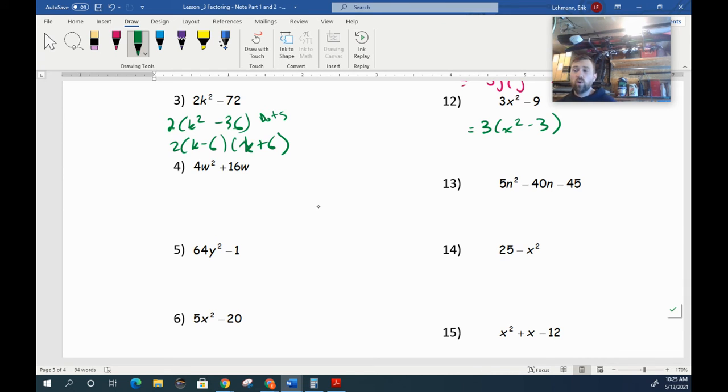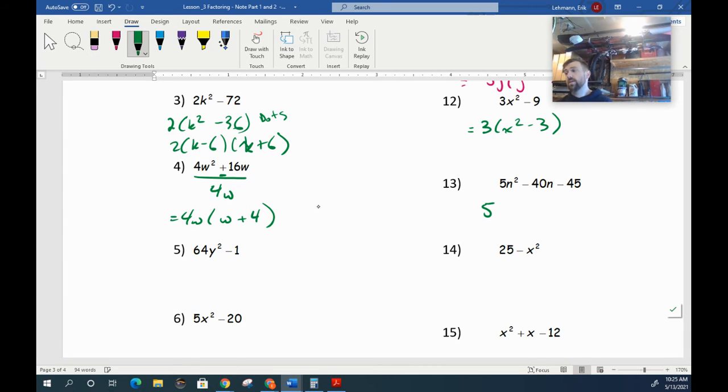Right here, we've got a plus. We've got two terms. They're both perfect squares, but they're separated by a plus sign. So we cannot do dots. We're going to factor out 4w, and that is all we can do. 4w times w plus 4. Done.